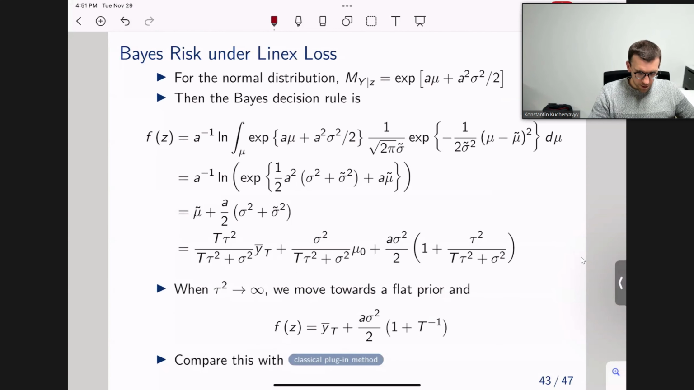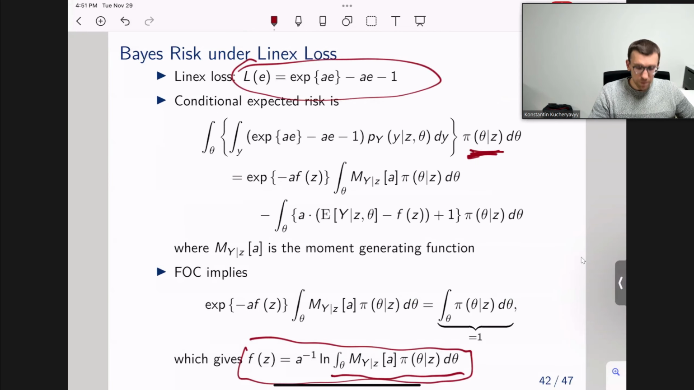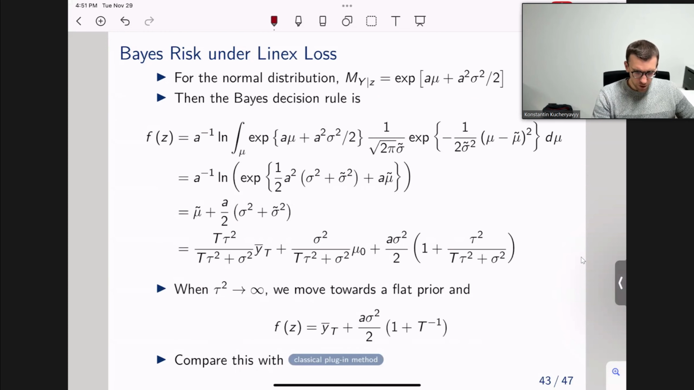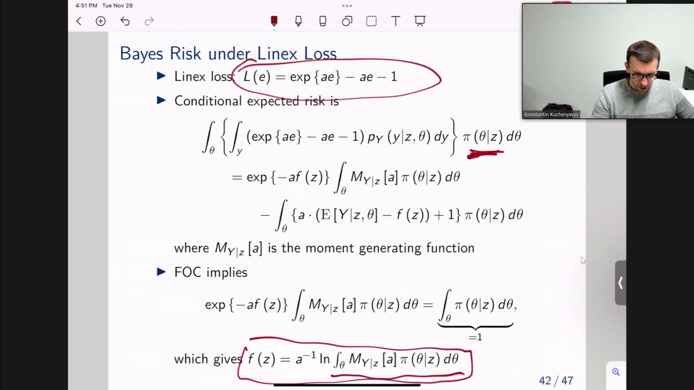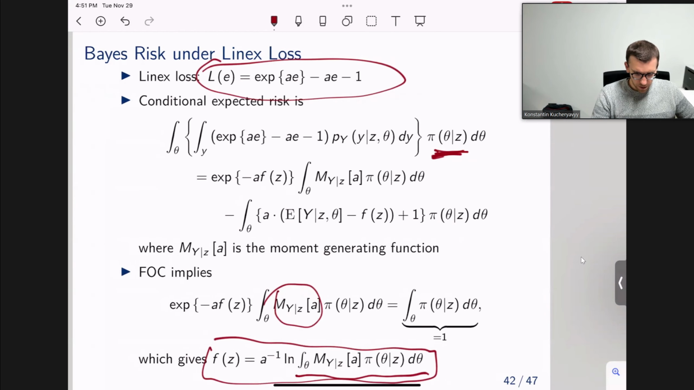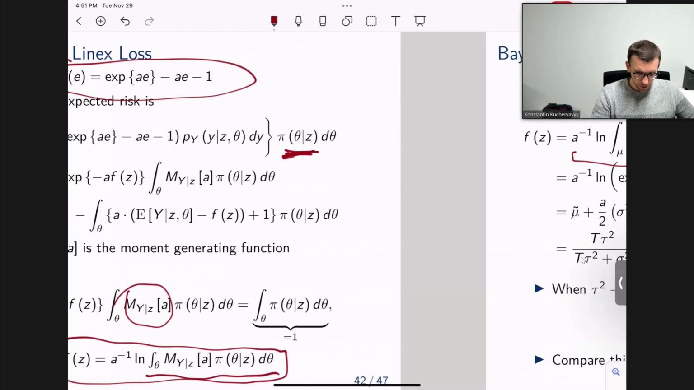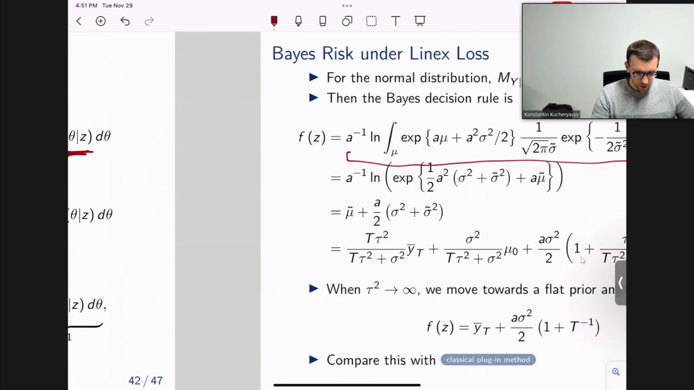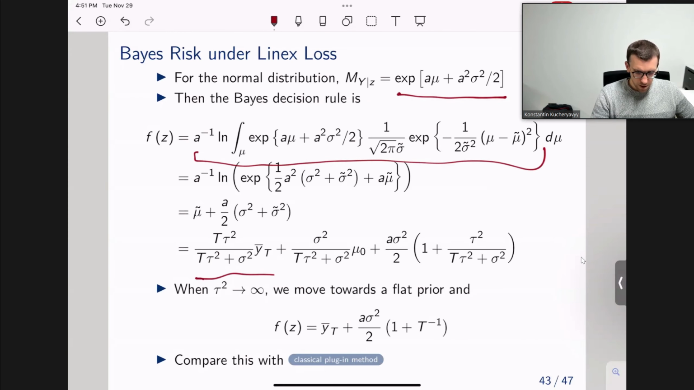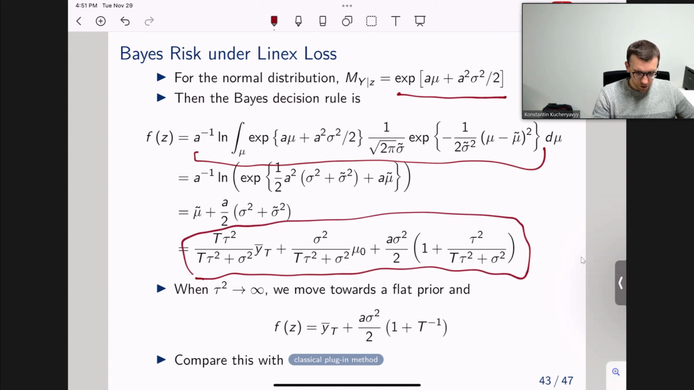And then if we keep assuming the normal distribution, then this guy is equal to this. And we can calculate this integral, and it will give us this object.